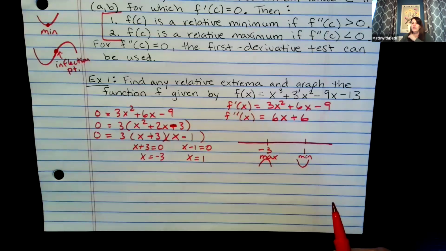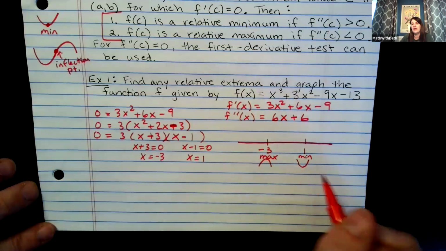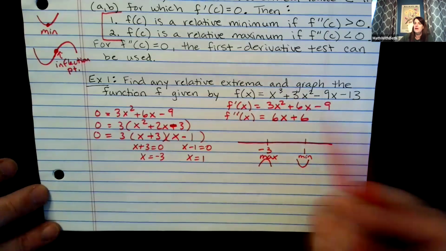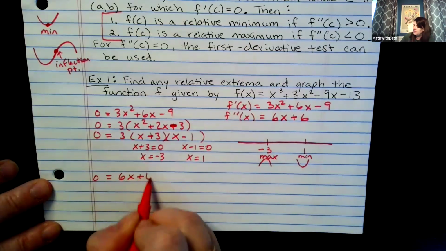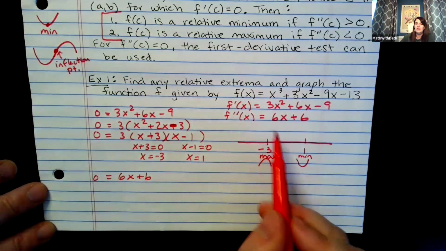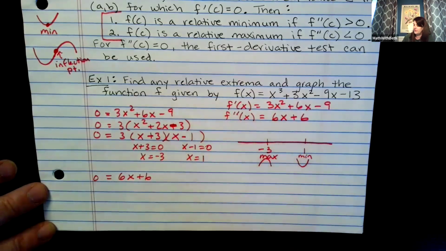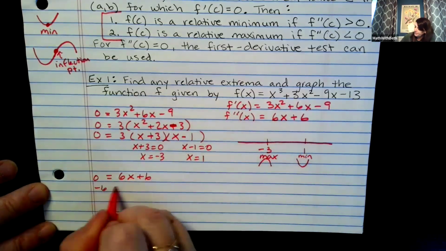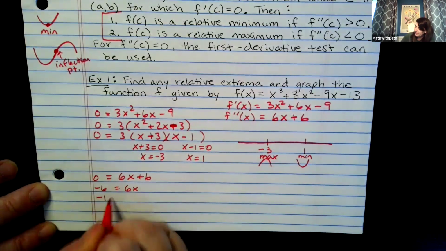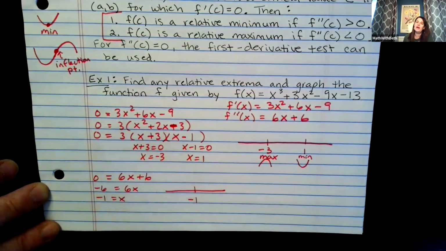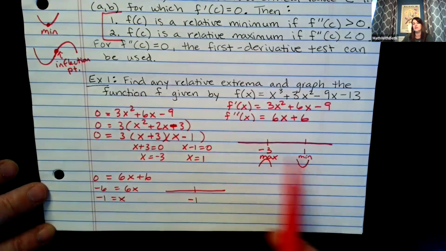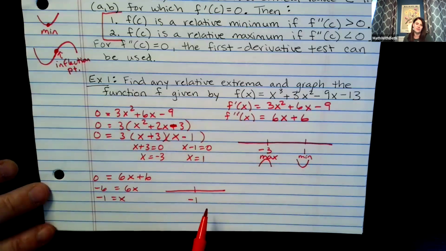But now we can also find out about the concavity by finding the critical value of the second derivative. Plugging in 0 for the second derivative and solving, I would get -1. So that means -1 is possibly a point of inflection. It's not going to be a max or min because it didn't show up over here, but it could be the place where we switch from concave up to concave down.